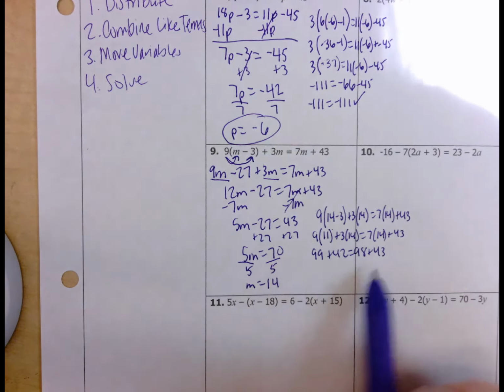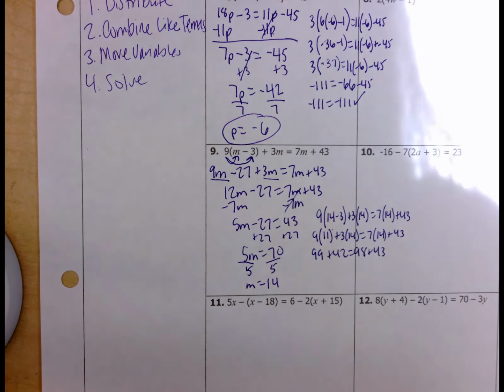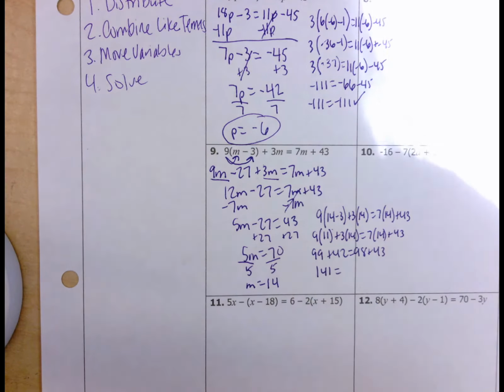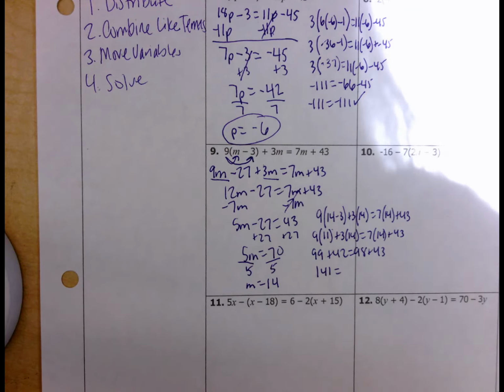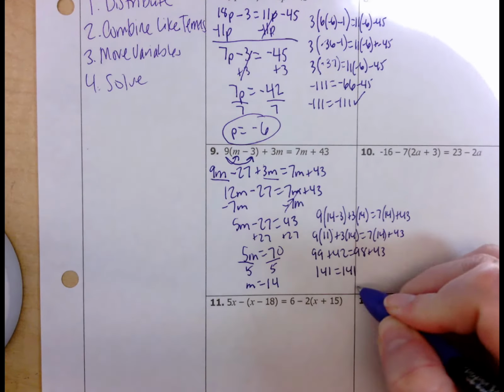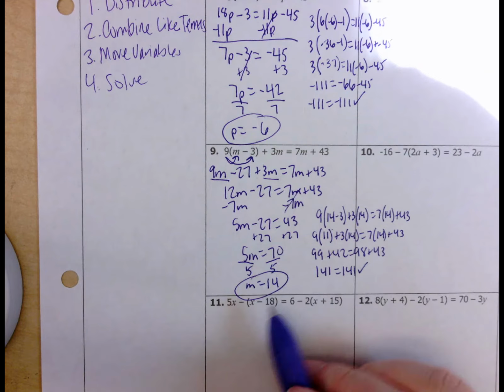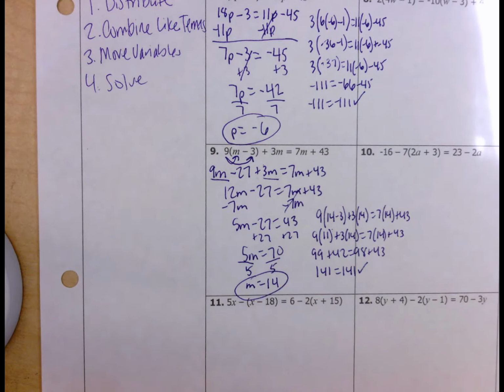And then we're just going to add these together. So 99 plus 42 gives us 141 on the left side. And 98 plus 43 gives us 141 on the right side. And since this balances out, it means that this is a correct value.